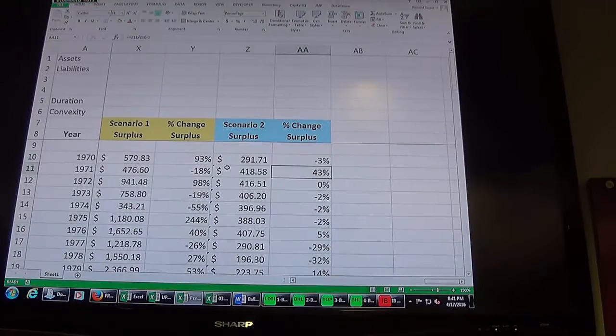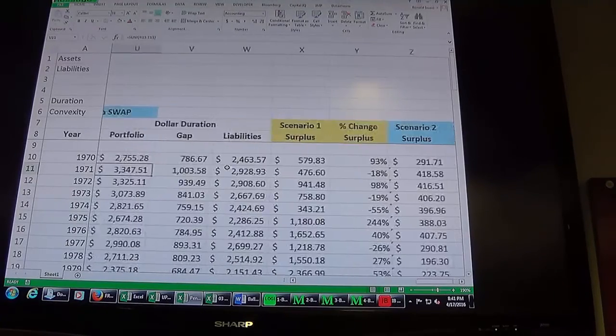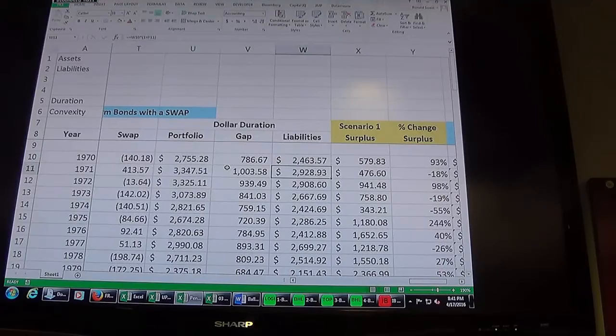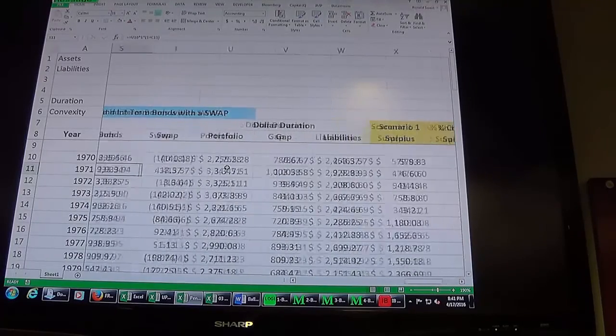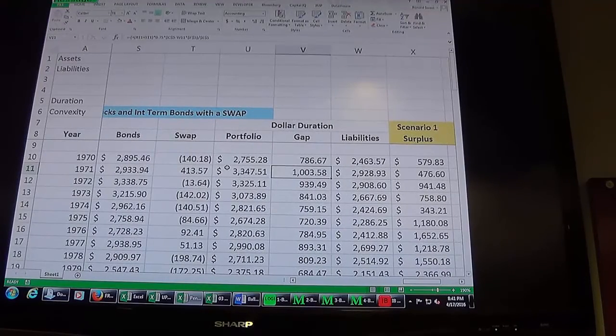So this should be pretty close to zero. See, there's a big year right there. Why did that happen? Your surplus grew 43%. And why is that? Your liabilities were up. Your assets were up. Oh, you've got to change this too.